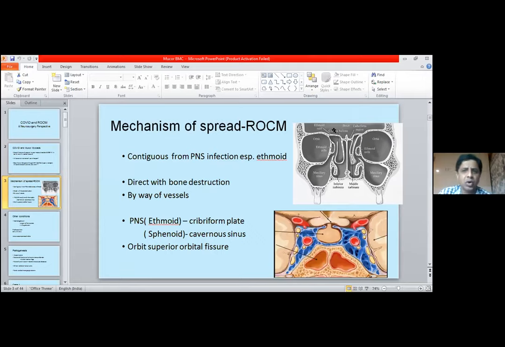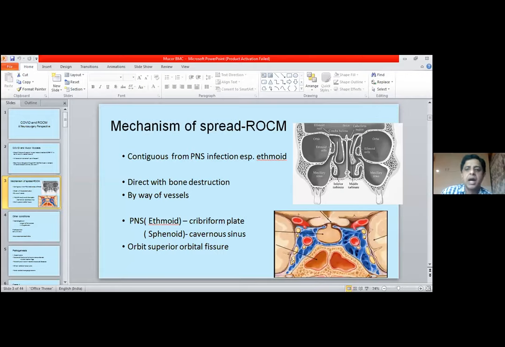Invasion occurs due to one or two reasons. One is direct bone destruction and contiguous spread. The other is that, since it is angio-invasive, it goes along with the blood vessels, the arteries and veins, inside the cranium. Especially if it is invading the ethmoid sinus, it can enter into the cavernous sinus.